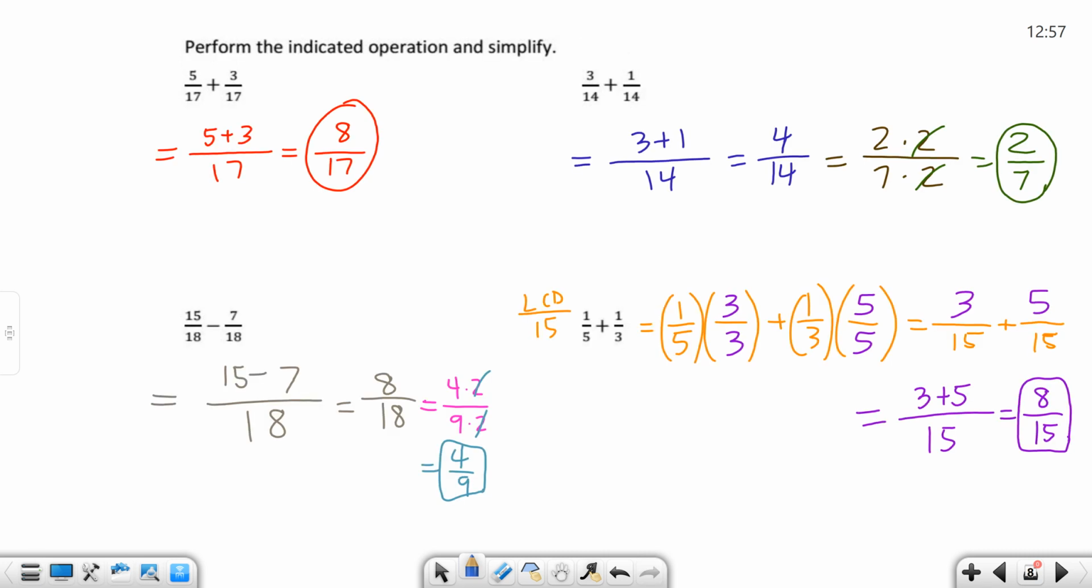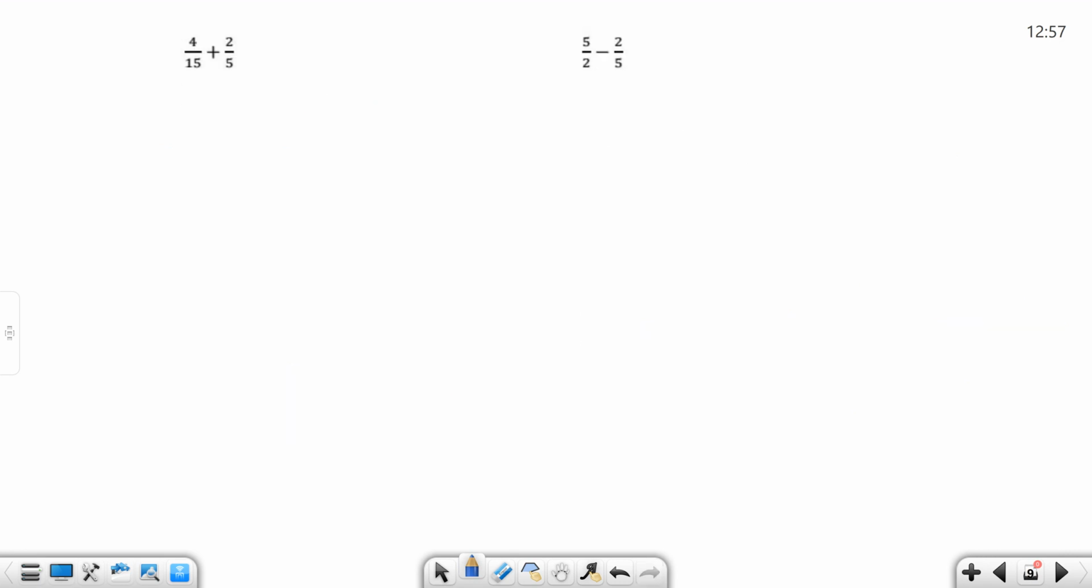What was I doing? I was subtracting and adding, right? And anytime I add or subtract, I've got to have a common denominator. So here I'm adding, right? I'm adding. So I must have a common denominator. Right? Must have a common denominator.